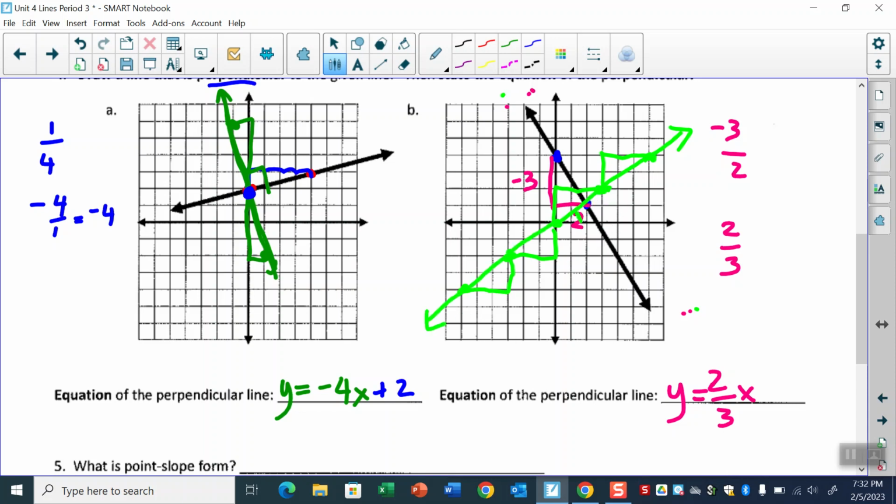All right, so see how these two lines make that 90-degree angle, right? One is like that, one is like that. So that is what we mean by perpendicular. And this one goes through the origin, so I'll just leave it as plus 0. I'll just leave it like that.